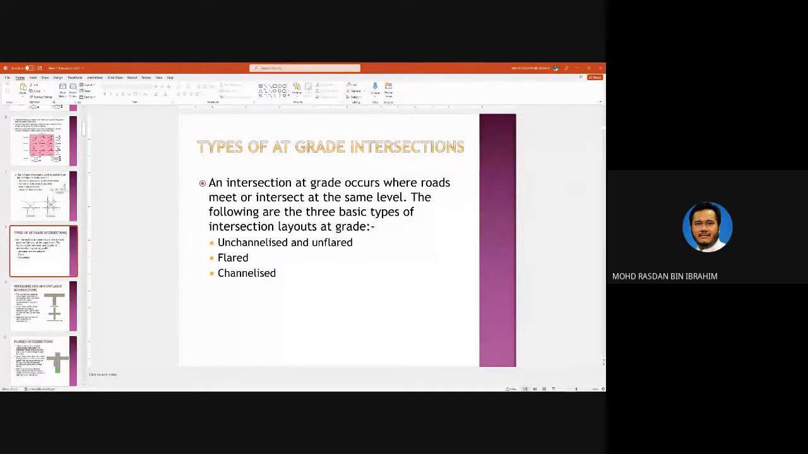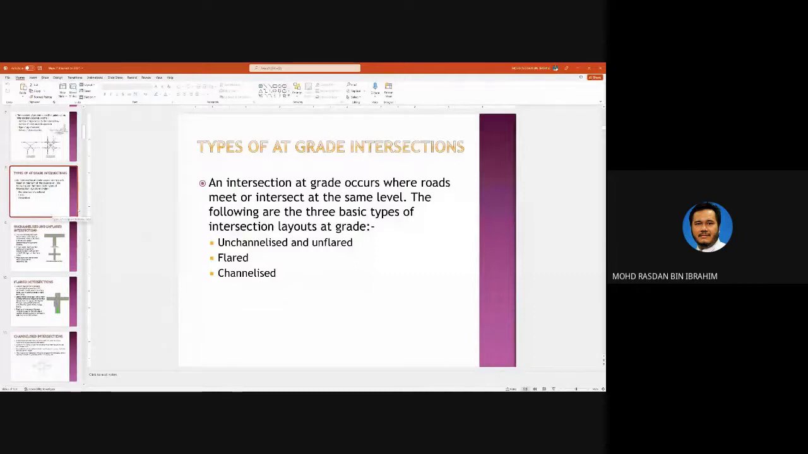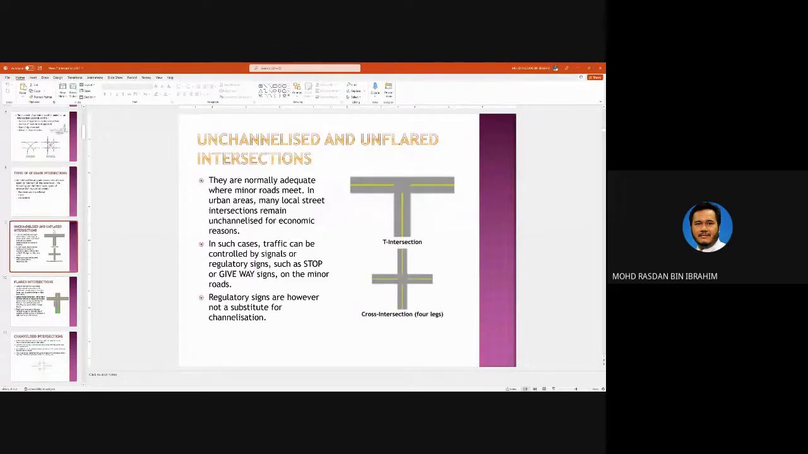Okay. So types of at-grade intersections, we have three types: unchannelized and unflared, flared, and channelized. Three main types. So unchannelized and unflared means that this is the most basic intersection, meaning that if you have two lanes on this side, two lanes on this side, there are no extra auxiliary lanes.